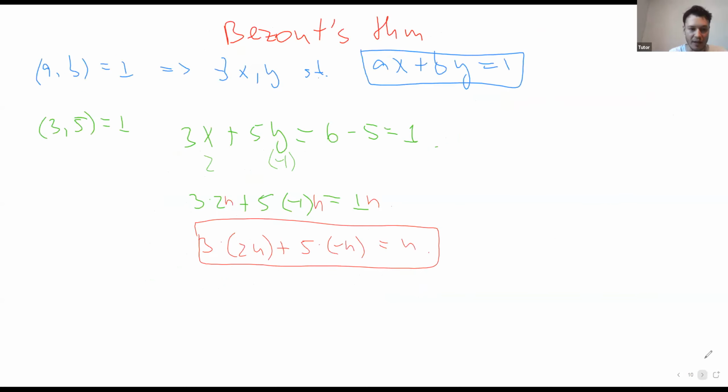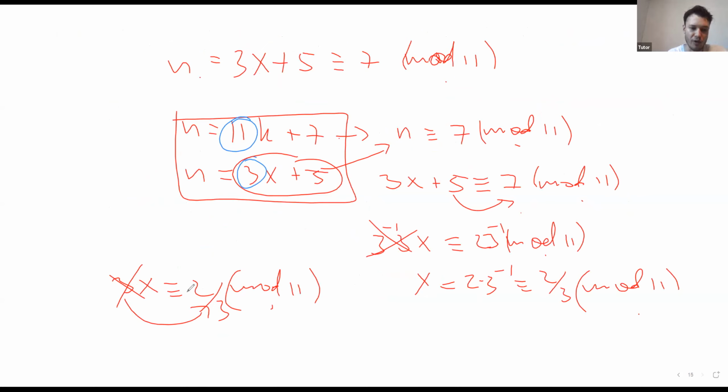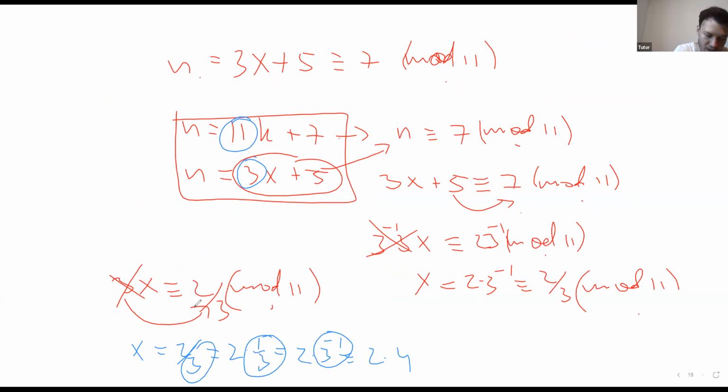So for example, when I move 3 to the other side, what I mean is x is going to be congruent with 2/3. What I mean to say is that it's actually 2 times 1/3. What this means is it's 2 times 3 inverse, which is 2 times 4, because 4 is the inverse of 3, right? So I get that x is going to be congruent with 8 mod 11. That's basically the way this equation works.